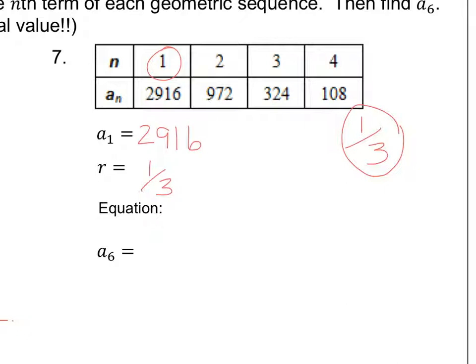So now let's write our equation. We're looking for the 6th term. That's what that little 6 means. So our first term, parentheses, our ratio, raised to the 6th term minus 1. And when we put all of that in, our 6th term is 12.